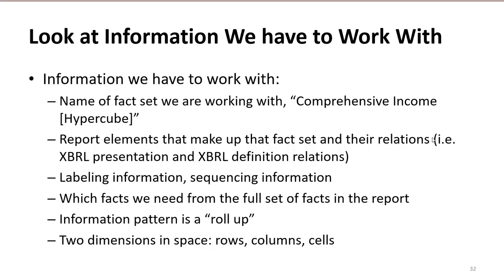What information do we have to work with? We know we're working with the comprehensive income hypercube. We know what elements go into that hypercube from the XBRL presentation relations and the definition relations. We have labels information and sequencing information in the XBRL. We know that this is a roll-up pattern because we can tell from the XBRL calculation relations that it's a roll-up. And we have two dimensions in space to work with: rows, columns, and cells.